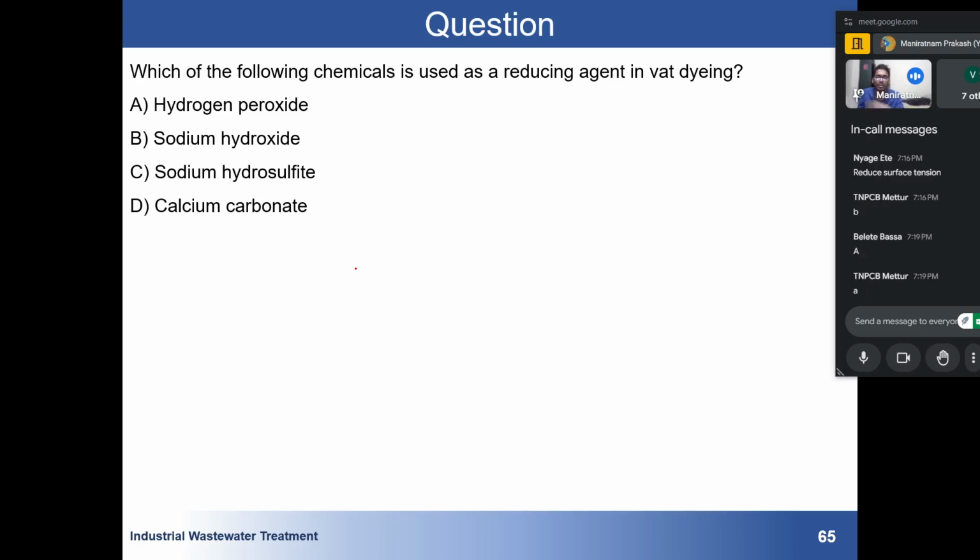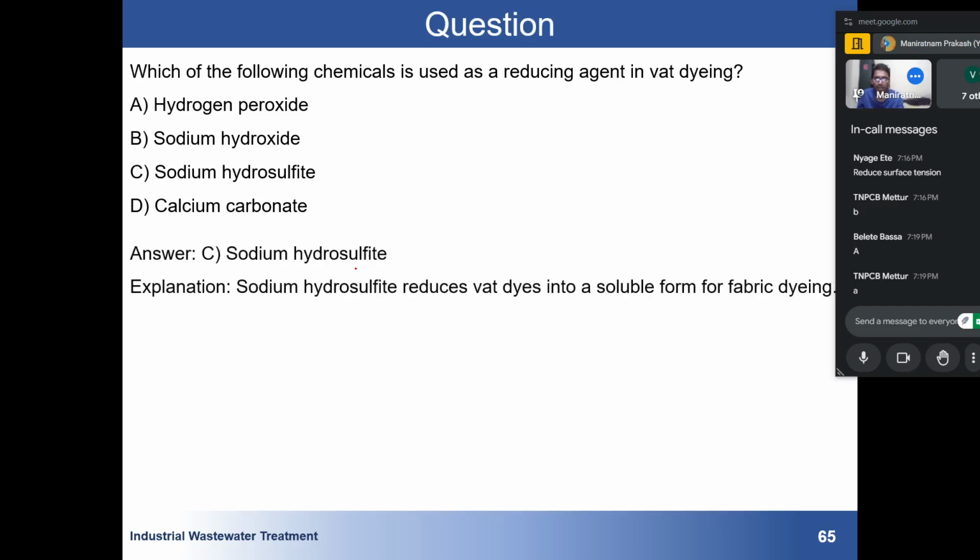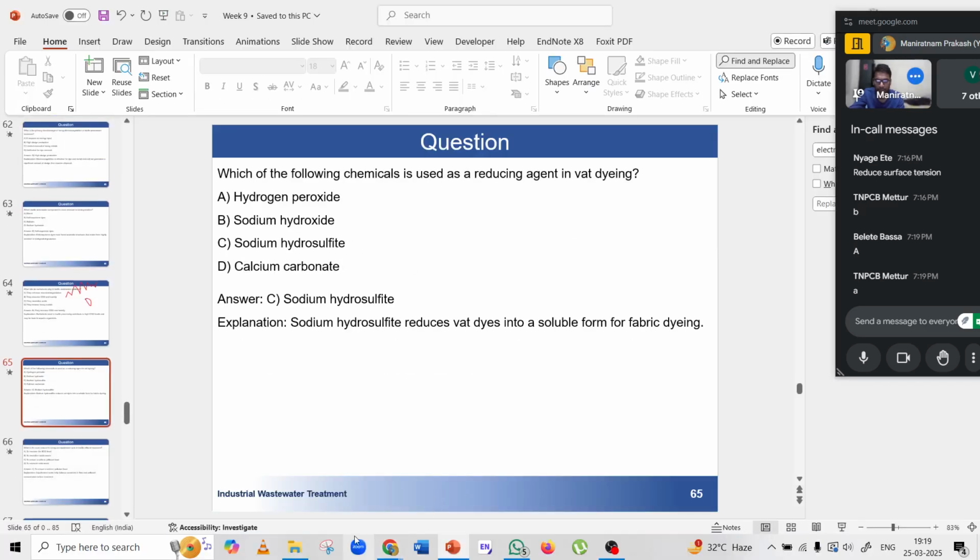A. Hydrogen peroxide. No. Sodium hydrosulfide is the correct answer. Sodium hydrogen sulfide reduces the vat dye into soluble form for fabric dyeing. Right now I don't have the option, but I will open the lecture notes. Just wait one minute.